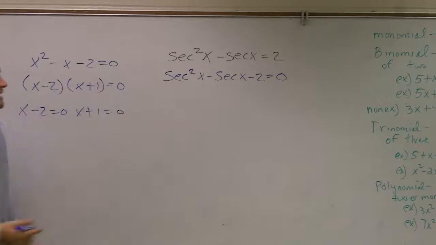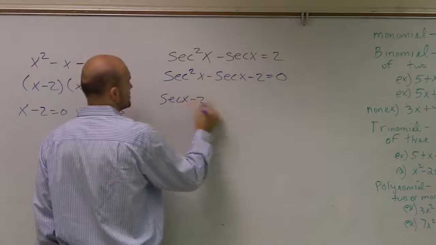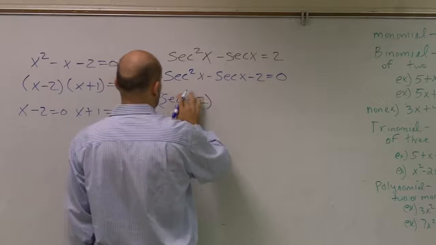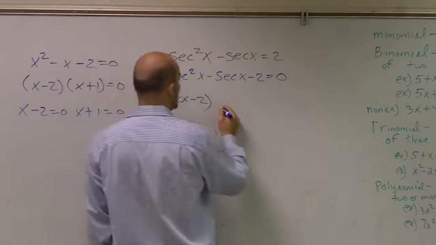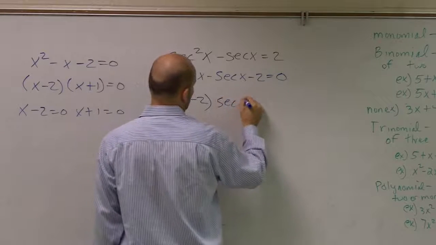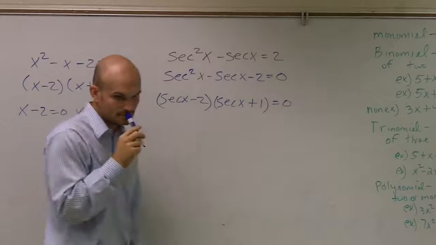So what I notice is I can now factor this to secant of x minus 2, and then secant of x plus 1 equals 0.